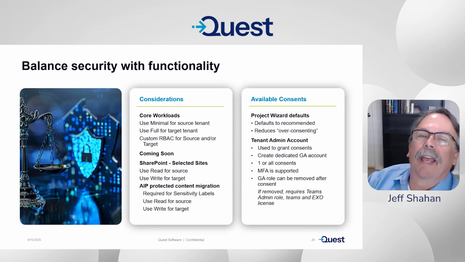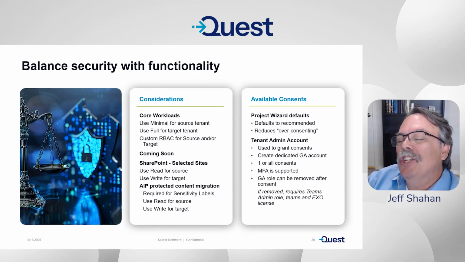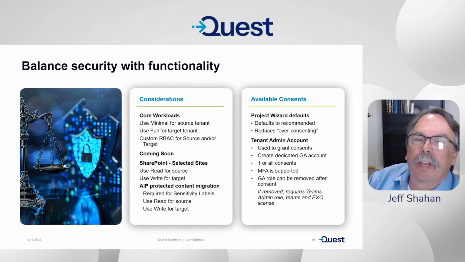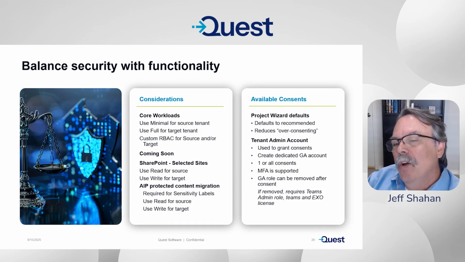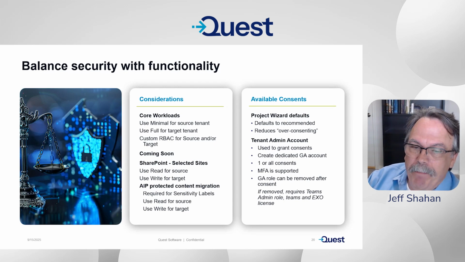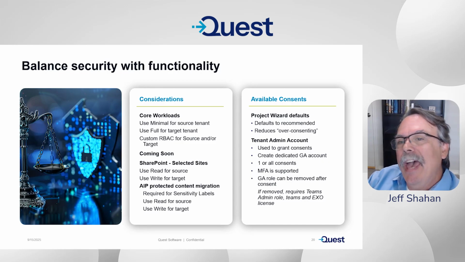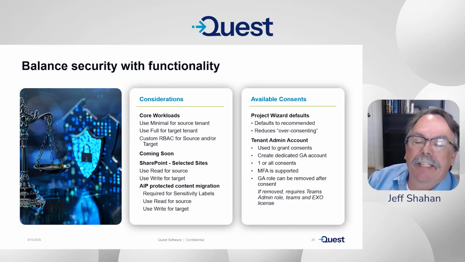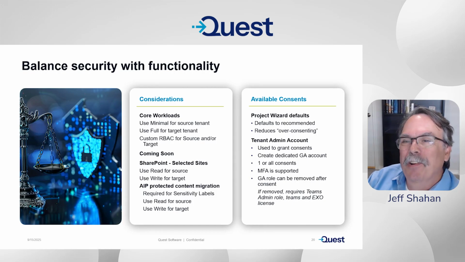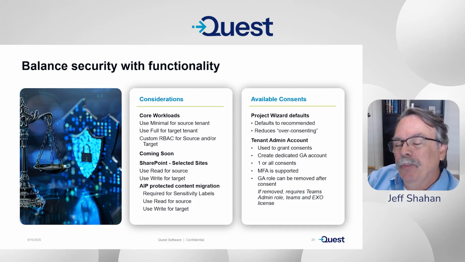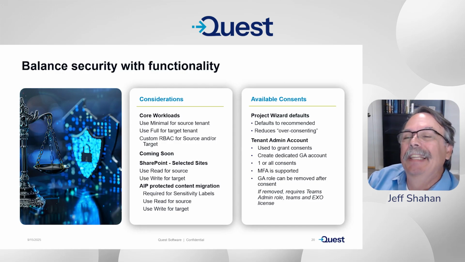The project wizard has some defaults that we recommend which consent you use for the source or the target to reduce over consenting. When we first released the minimal and full consents, I had experienced customers consent to all of the consents for each. And at that time, we had a legacy consent that said neither full nor minimal. And the logic built within the tool was to use the least level consent granted for each tenant. So that caused basic functions to fail.